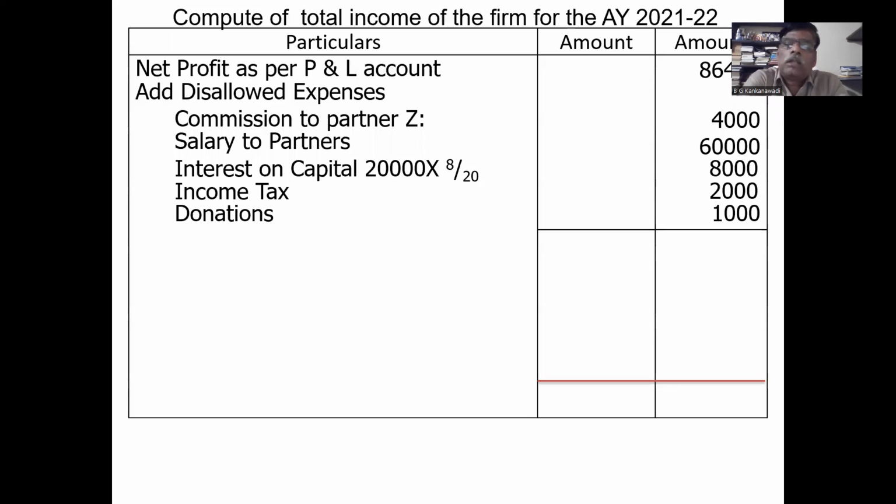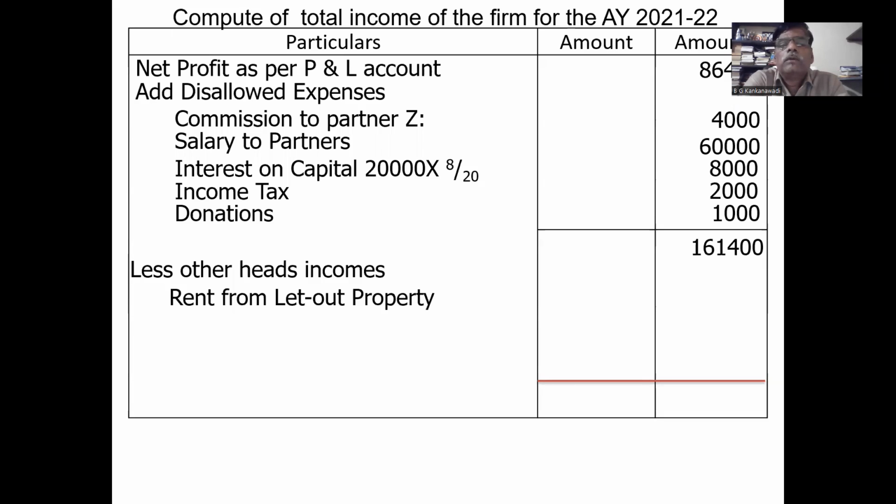Donation 1,000 disallowed. If you take the total, your total is 1,61,400. From 1,61,400, less other head incomes and allowable expenses. There are two other head incomes. One is rent from house property. Second is interest, and you take depreciation. Depreciation allowable is 4,000. Already charged is 3,000. So additionally, you charge 1,000.